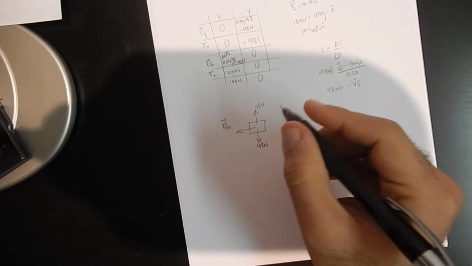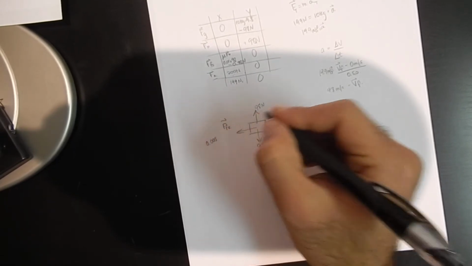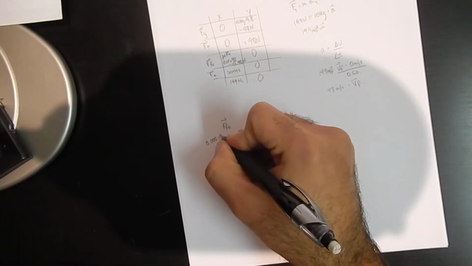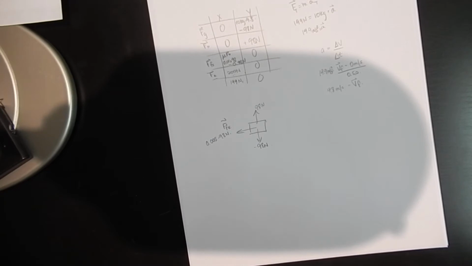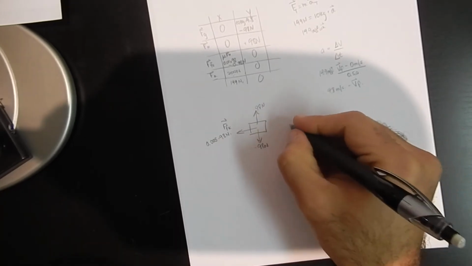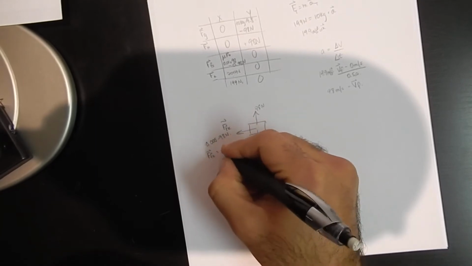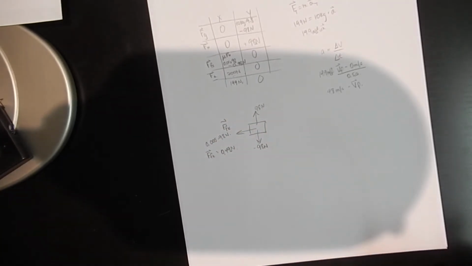And the force of kinetic friction is equal to 0.005, because it's given in the question, times the normal force, which is 98 newtons. And that's equal to, so force of friction is equal to 0.49 newtons. Alright, so this is the overall force that's acting on my object.